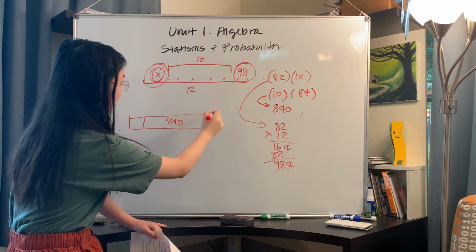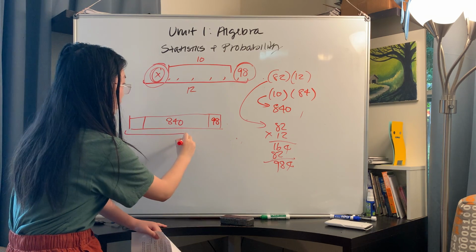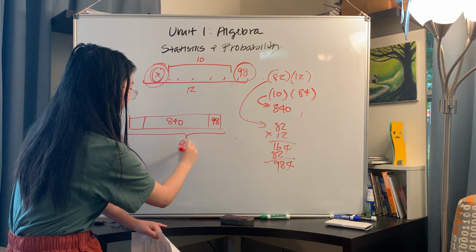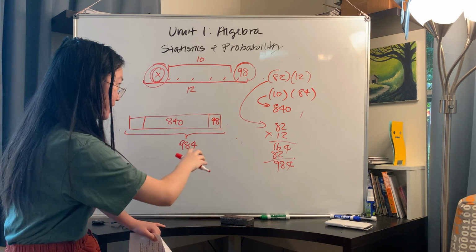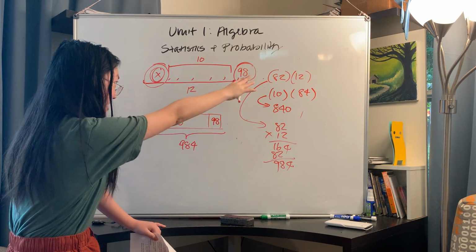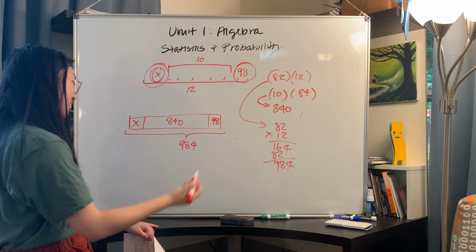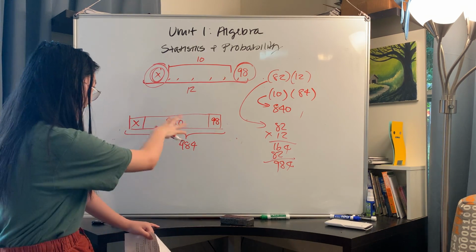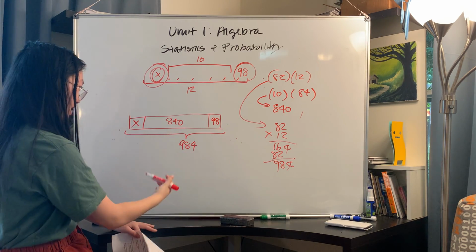And we know what the greatest number is. We know the greatest number is 98, but we know this whole thing should add up to 984, in order for the average of all these numbers to be 82. So now we just need to figure out what x is. And we can do that by subtracting 840 and 98 from 984.